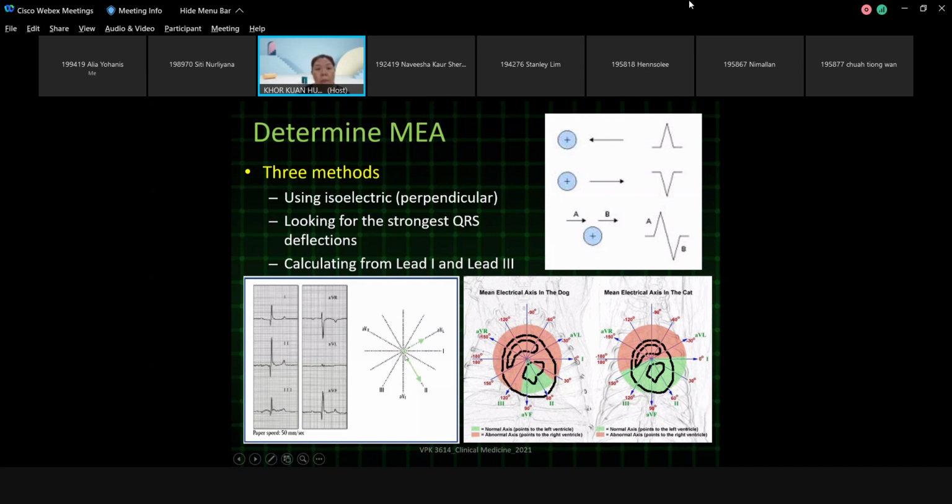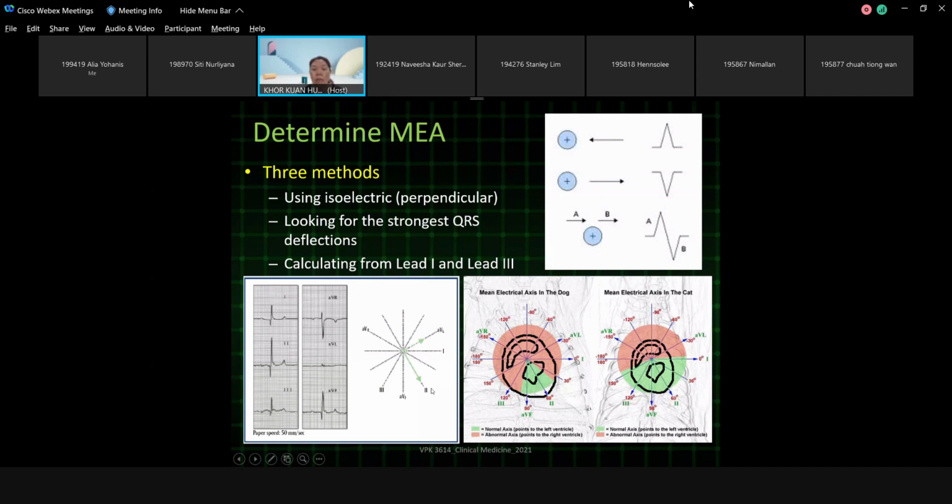Another method is you want to see the strongest deflection of QRS. Which one is the strongest? Which one is the highest QRS in these 6 traces? Lead 2. So the answer is lead 2.